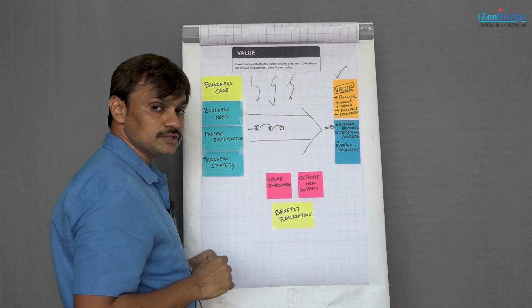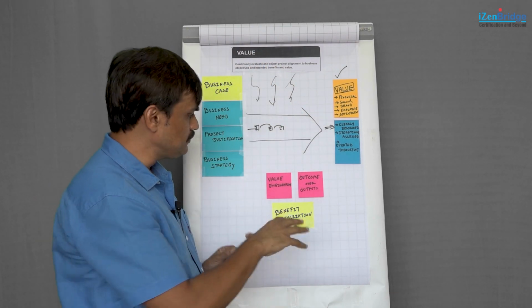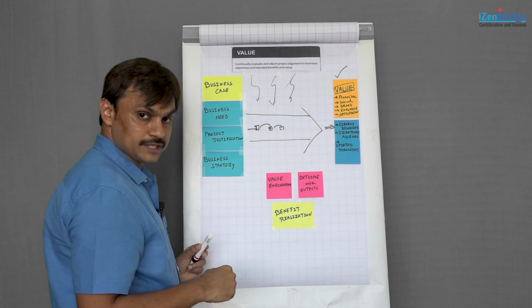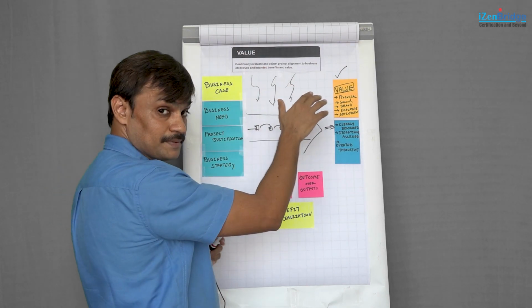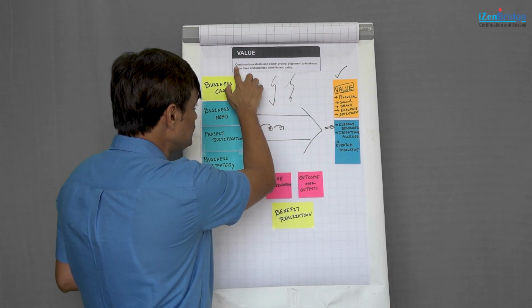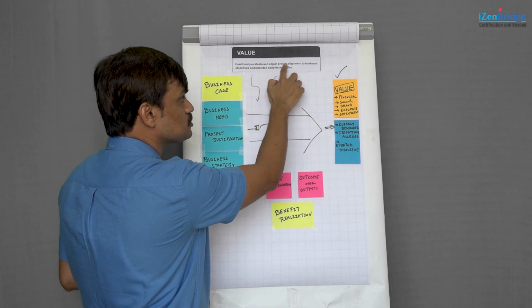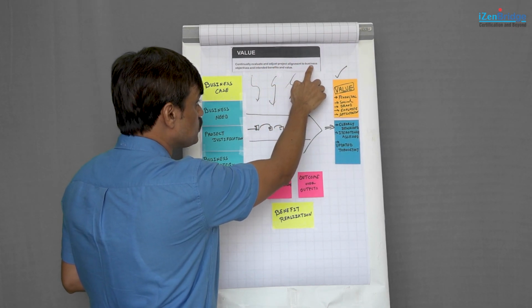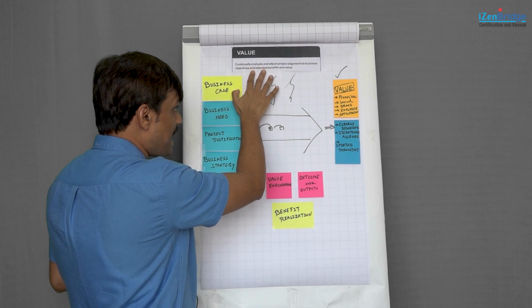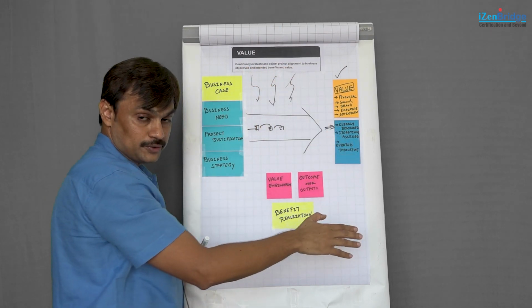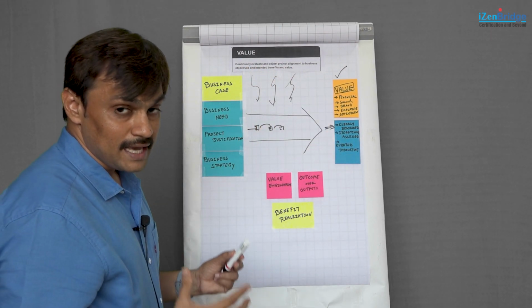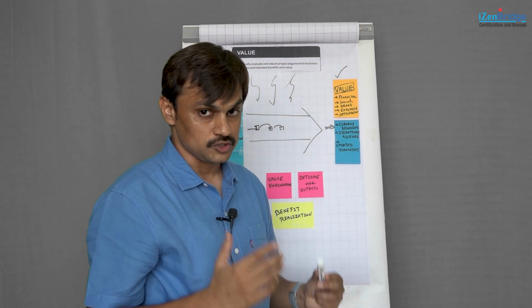Now, let us revisit the statement of value, and then we will talk about a few more elements related to it. What does this principle focus on? Continuously evaluate and adjust project alignment to business objectives and intended benefits and value. That is the whole thing: as a project leader, I need to focus on that.